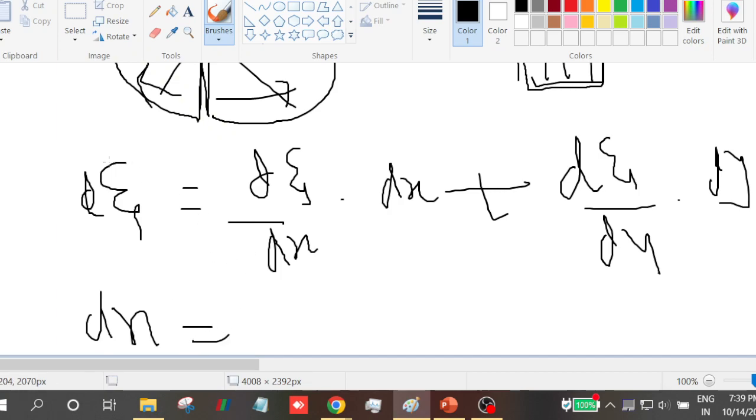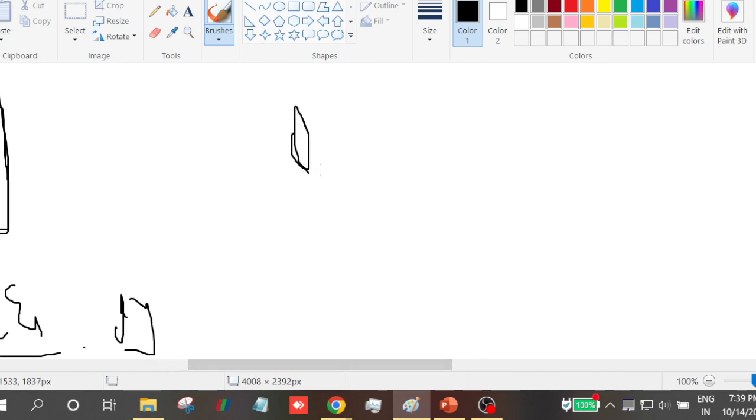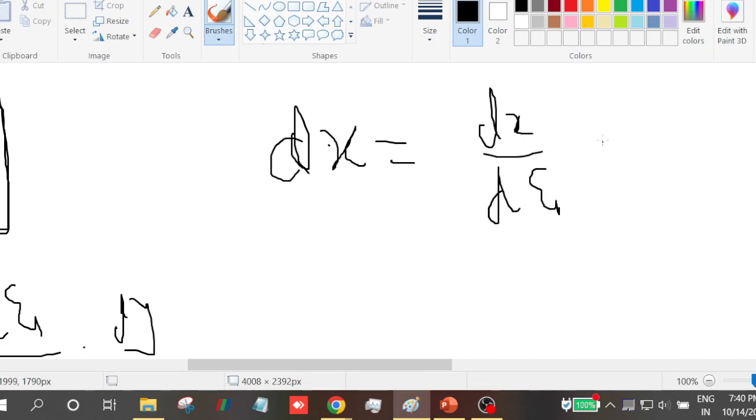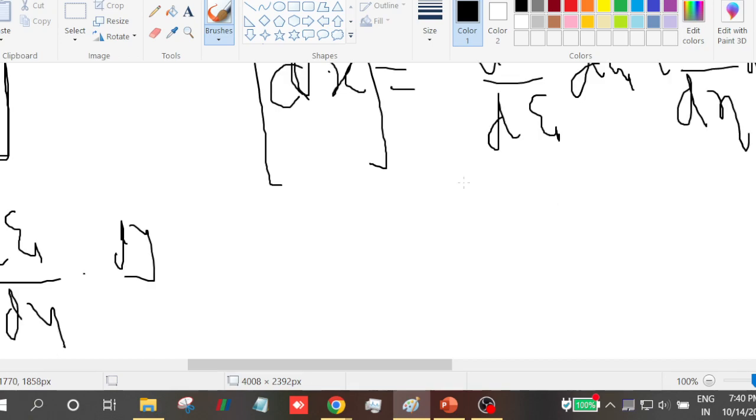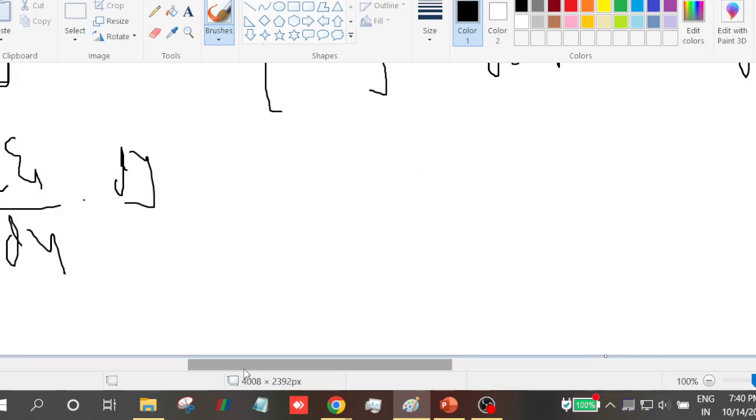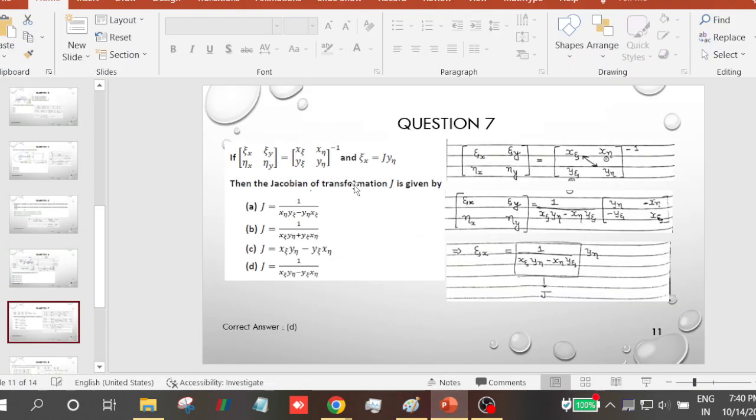Then we formed a matrix of d zeta d eta. Then the reverse relation which we wrote for dx is equal to dx by d zeta into d zeta plus dx by d eta into d eta. So we formed another matrix relation with this, and in this, whatever dx dy we were getting, we substituted this relation. That is how we got this relation.